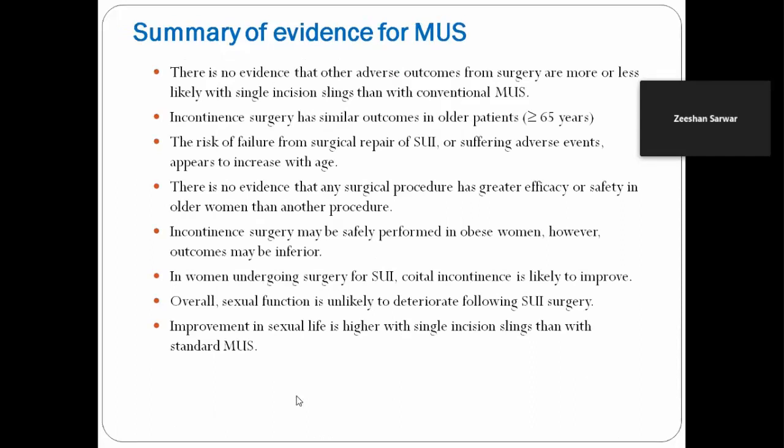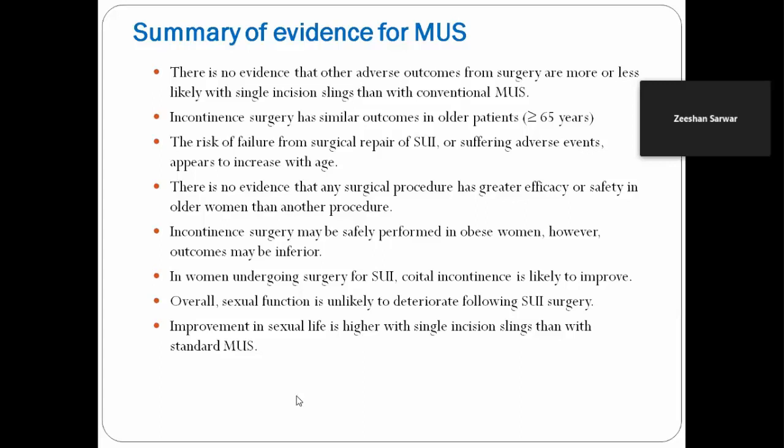There is no evidence that other adverse outcomes from surgery are more or less likely with single incision slings than the conventional mid-urethral slings. Incontinence surgery has similar outcomes in older patients, that is more than 60 years of age. The risk for failure from surgical repair of stress urinary incontinence or suffering adverse events appears to increase with age.